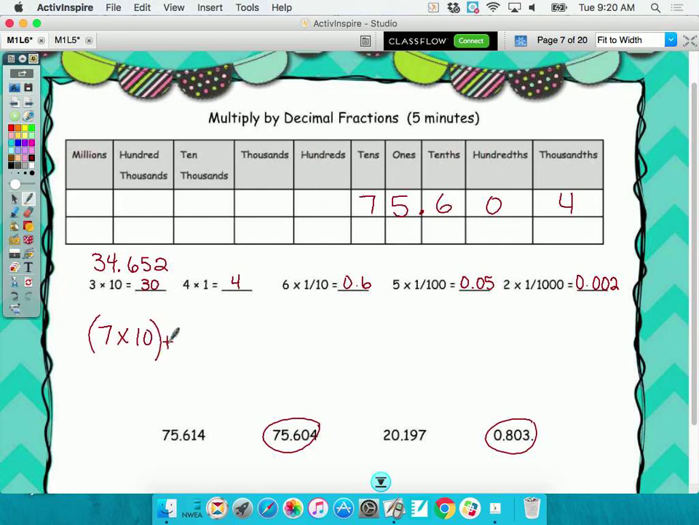Okay, get going on this. Now, when you get to 6/10, I want you to use decimal, not fraction, okay? So decimal, 6 times 1/10. Is everyone writing this? Please don't forget to write it down.